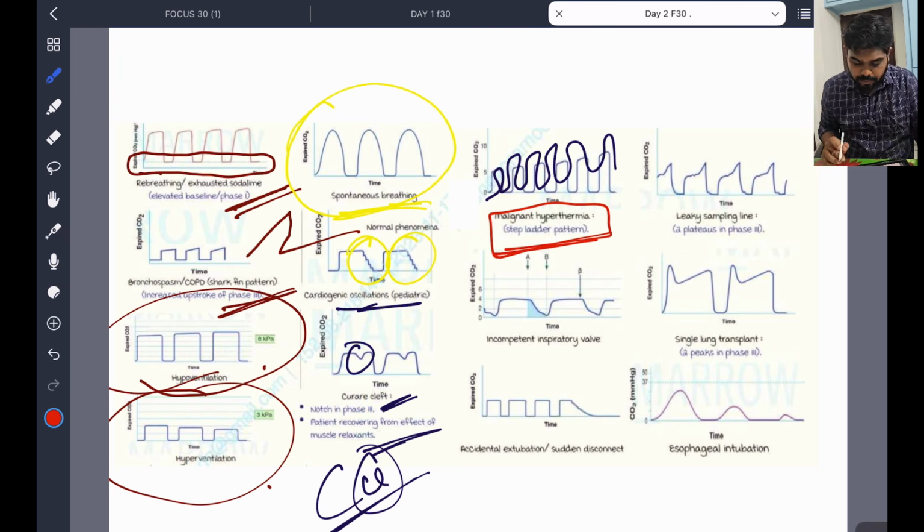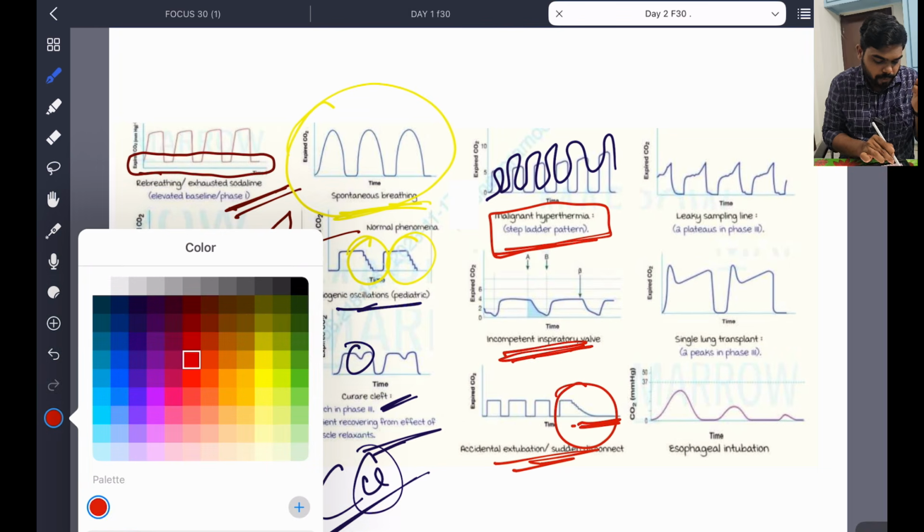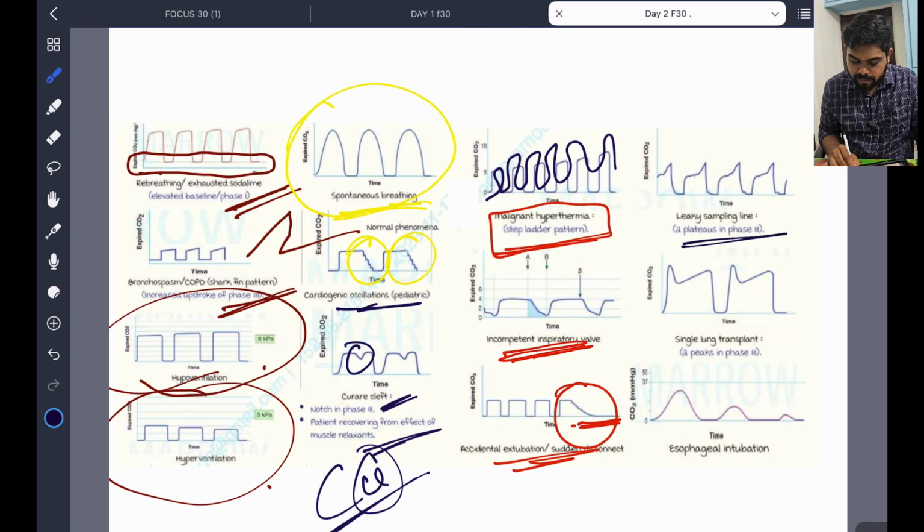Please read about this. Okay, and you can see another graph, incompetent inspiratory valve. So you can see there is a B. This graph is deviating, and you can see the graph is like this suddenly. So accidental extubation and sudden disconnect. So the graph is terminating here. Okay. Now you can see something, a leaky sampling line. See, you can see 2 plateaus in phase 3. Okay, like that.